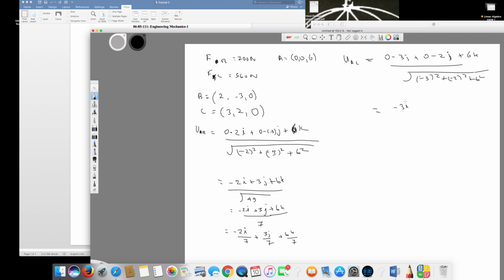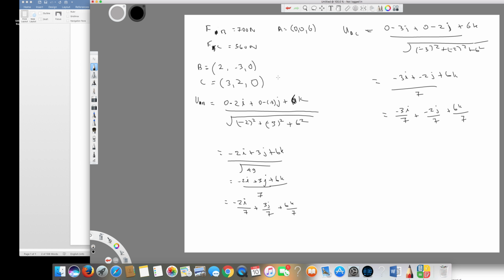So minus 3i plus minus 2j plus 6k over 7. So therefore I can simply divide each term by 7, so it's going to be minus 3i over 7 plus minus 2j over 7 and plus 6k over 7. So this is my UAC.